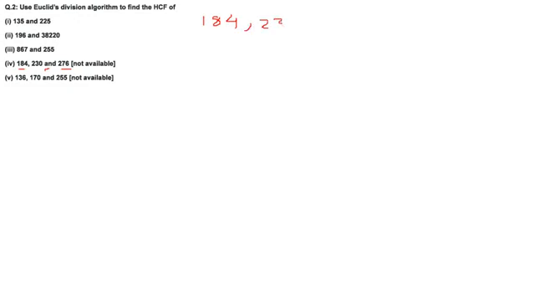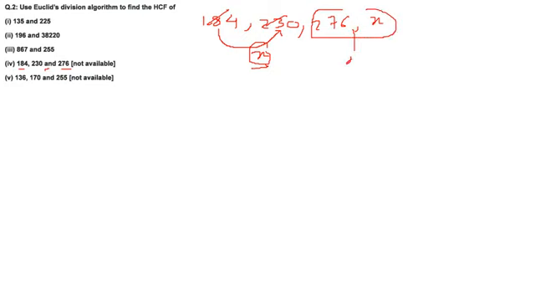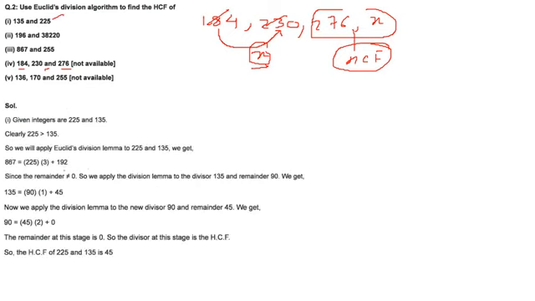So what do we do here? 184 is there, 230 is there, and 276. I'm just taking an example of one of the parts. We will apply the Euclid lemma to find the HCF of the first two. Say the HCF of these is x. Now we take this x and 276, and we need to find the HCF of these two. So this will be the final HCF. I hope you got the idea. I'm just letting you know how we have to do this.